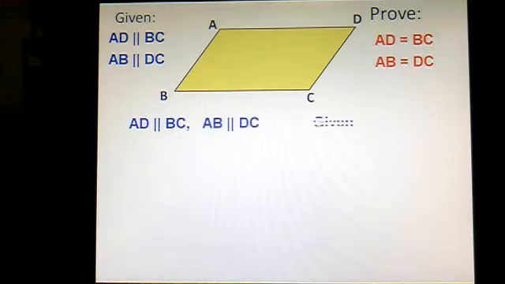Well, maybe you realize you're going to use CPCTC at some point, and to use CPCTC, you're going to have to prove triangles are congruent. Right now, we don't even have triangles. So the question often comes up, how do we get triangles? Well, we draw a diagonal in there, and you could draw either diagonal. I'm going to just draw BD. We only need one diagonal for this proof.